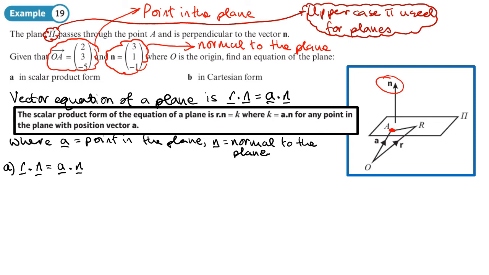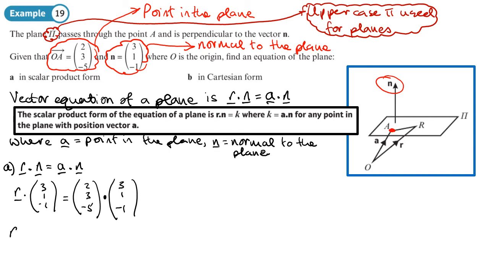So all I'm going to do now is substitute them in. So that will be r dot, so our normal is 3, 1, negative 1, equals, our point in the plane is 2, 3, negative 5, dot with the normal, which is 3, 1, negative 1. So the left hand side remains the same, 3, 1, negative 1.